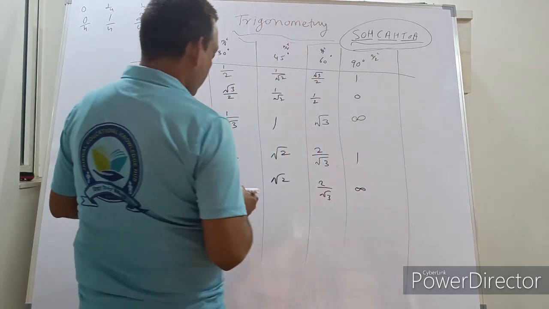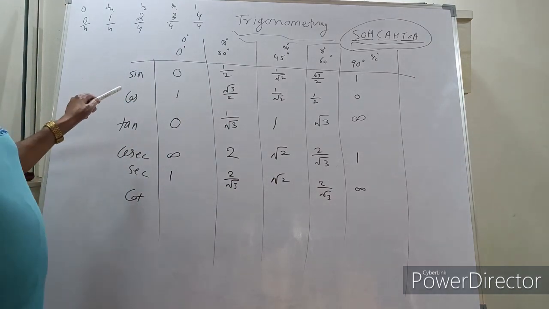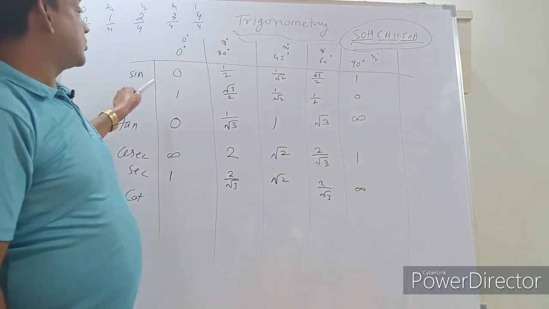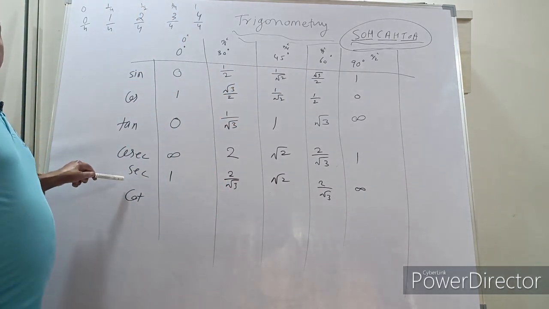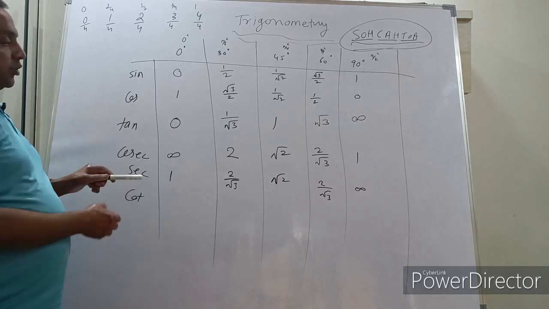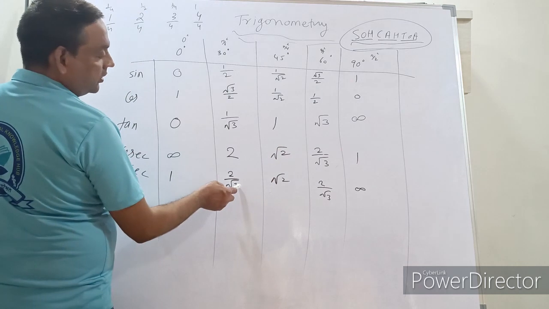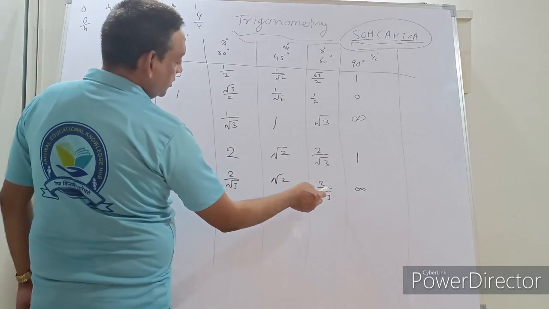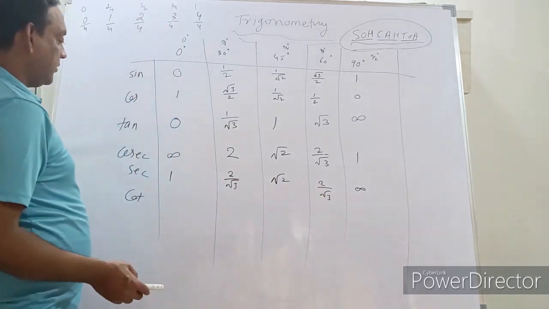0 becomes infinity. Okay, now sec you can also find out. See, for the cos we just took the reverse of the sine. In the same way, for sec you can take the reverse of the cosec. You can see here, this is 1, 2 upon root 3, then root 2, then this will be, wait, from where did we get this one? That's wrong, no?